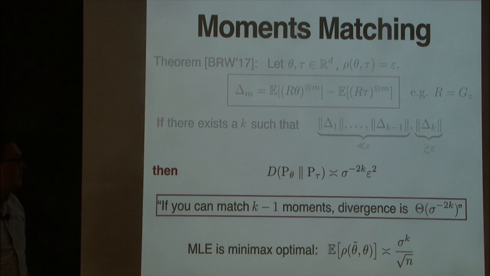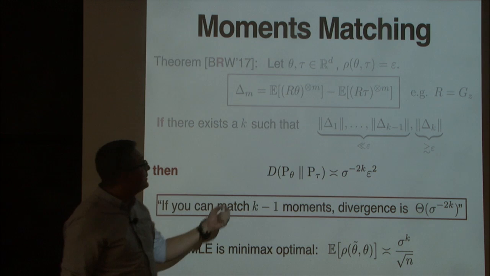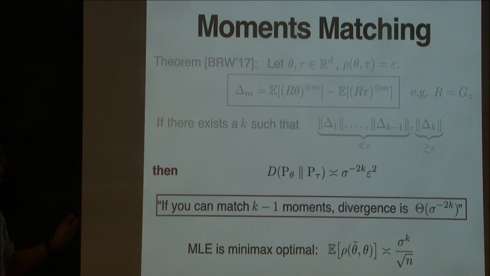This is how we're going to get the sigma to the 3 over root n, by saying that we can actually match two moments, but not three, for generic signals. For dimension d, if you give me any signal I want, I can actually match moments all the way to d minus 1, but at d, I will actually see the difference. So going from moments to rate is a recurrent theme, actually.